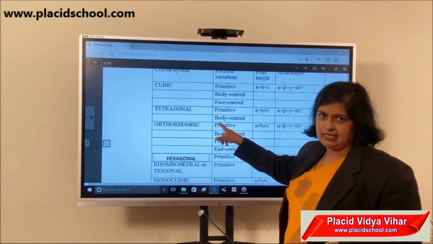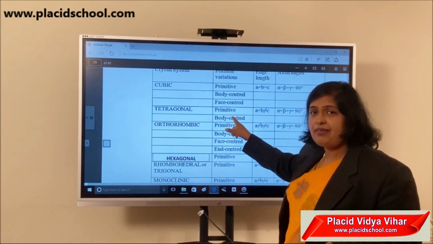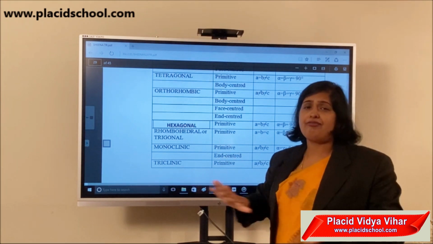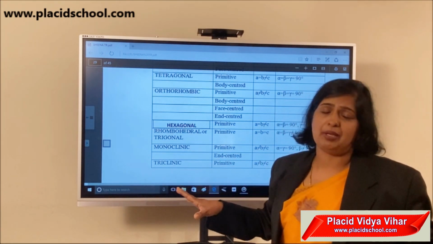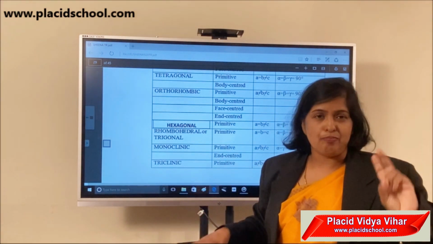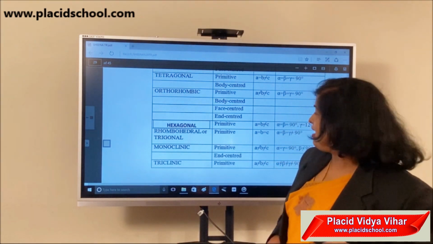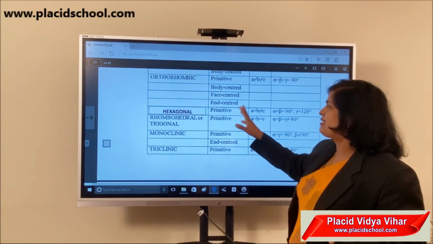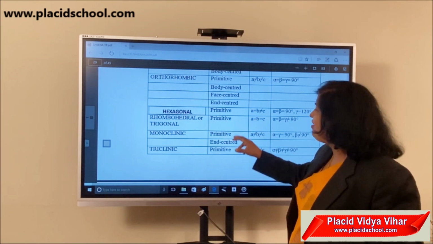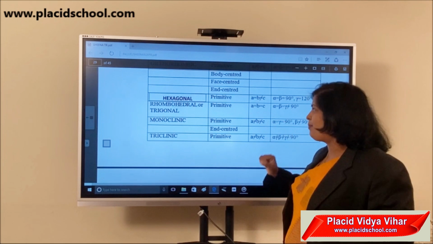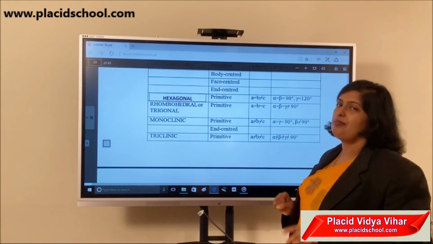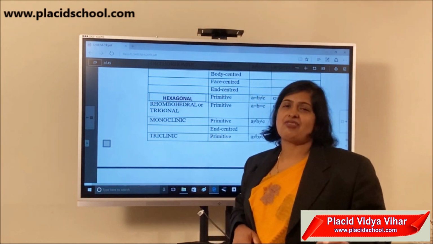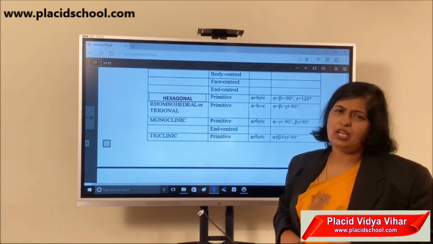Similarly, tetragonal can be primitive and body-centered. Orthorhombic can be made up of all 4 types of unit cells: primitive, body-centered, face-centered, and end-centered. Hexagonal consists of only primitive. Rhombohedral consists of only primitive. Monoclinic consists of primitive and end-centered, and triclinic also consists of only primitive.